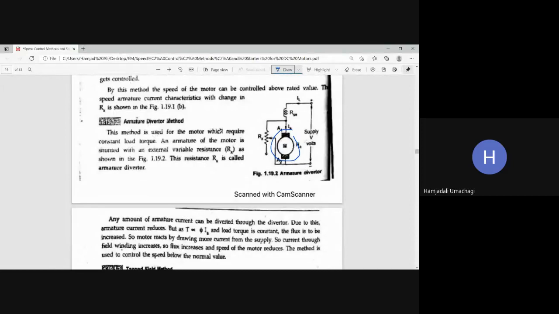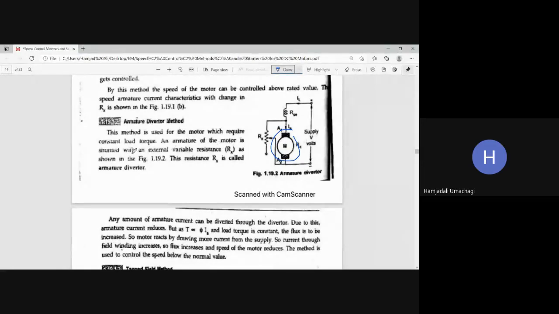This method is used for a motor which requires constant load torque. This is the requirement when we want constant load torque. The torque should not change. Whatever the load may be, the torque should remain constant. The force of the motor should remain constant.